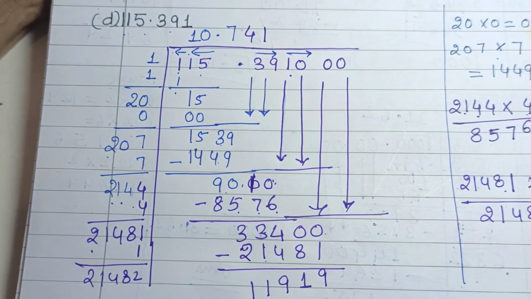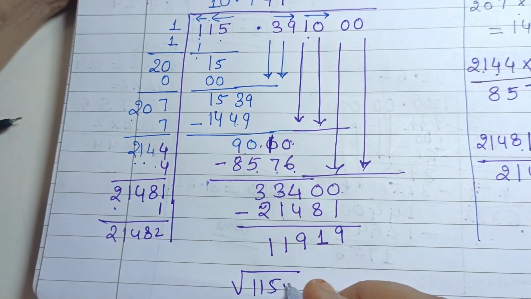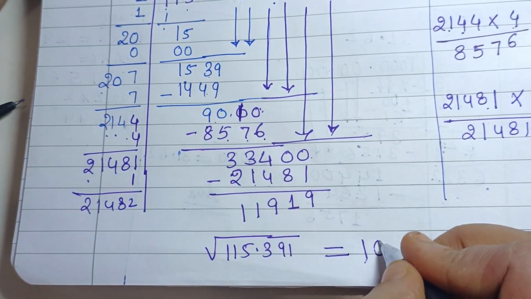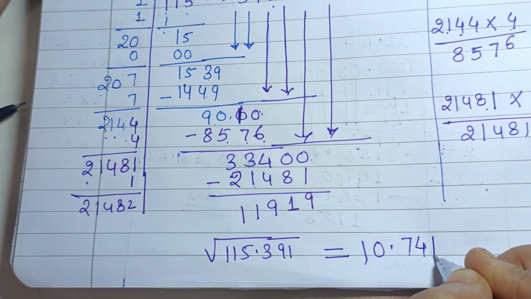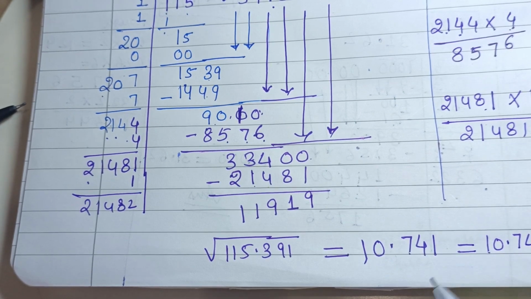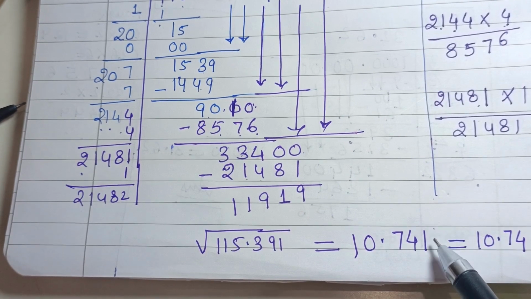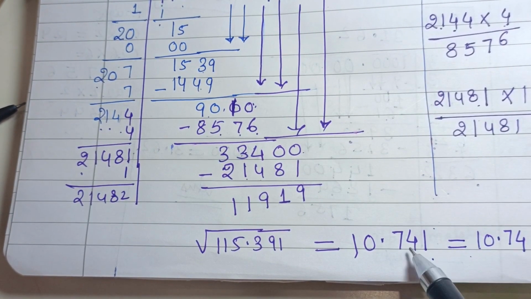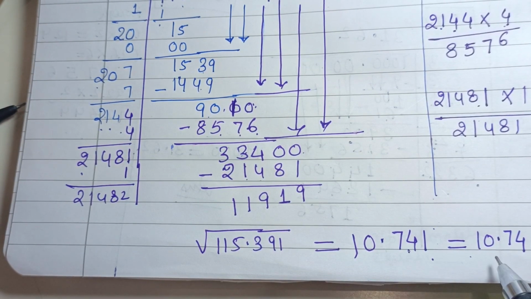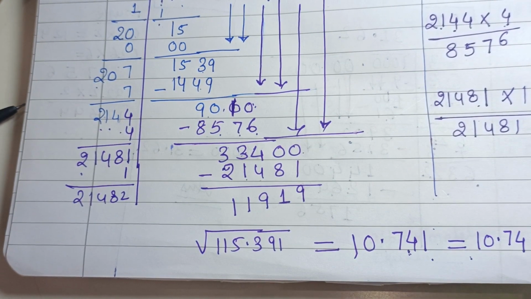Okay. So in this way you have found the square root of 115.391. That has come 10.741, or till 2 digits it will be 10.74 only. For giving the answer till 2 digits, we need to see the third digit. If it is 5 or greater than 5, then I have to increase the second digit by 1. Otherwise, if it is less than 5, we can leave the second digit as it is.